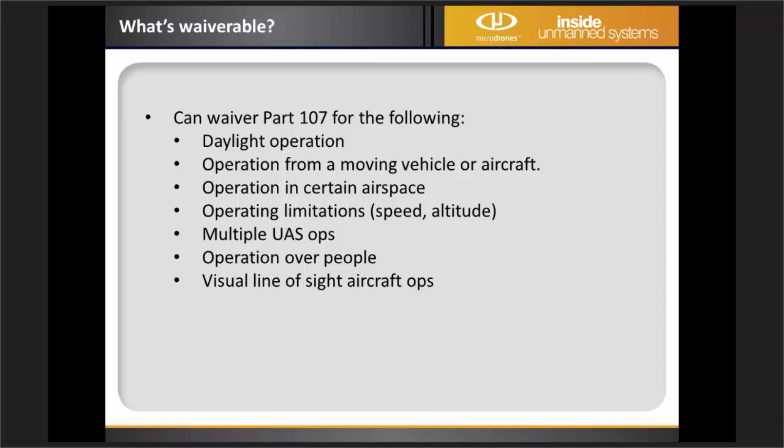Operating limitations, speed and altitude, you can waive that, weight as well. That one is going to be a pretty linear one. If it's 500 feet, I don't think there's going to be a lot of problems with that. You want to fly at 18,000 feet, that may be different. One for the multiple UAS operations.